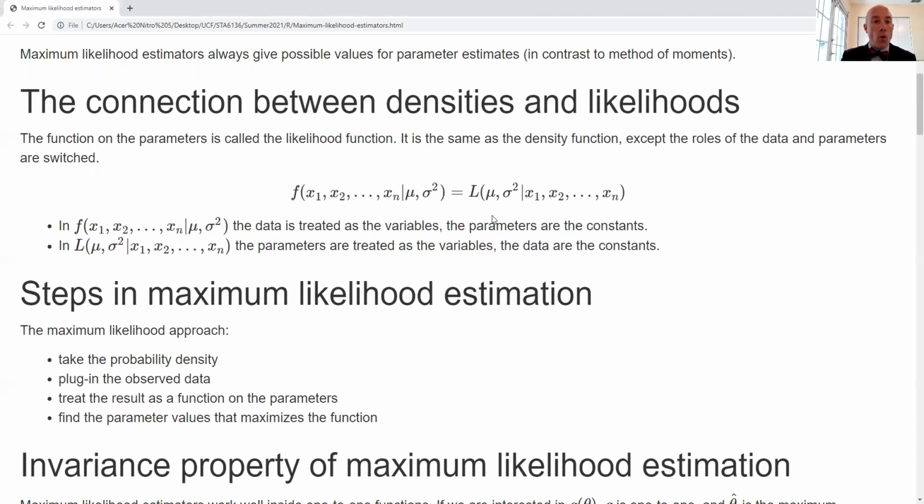When I talk about a probability distribution function, the data is treated as the variables and the parameters are the constants. When I talk about likelihoods, the parameters are the variables and the data are constants because I know what those are. I have them in my hand. Okay, so now what are the steps in this process? Typically, when we're learning this material, this is going to be a pencil and paper exercise.